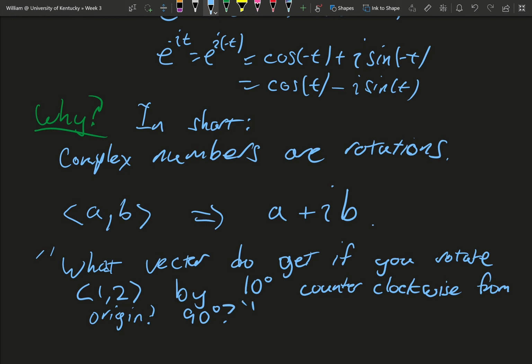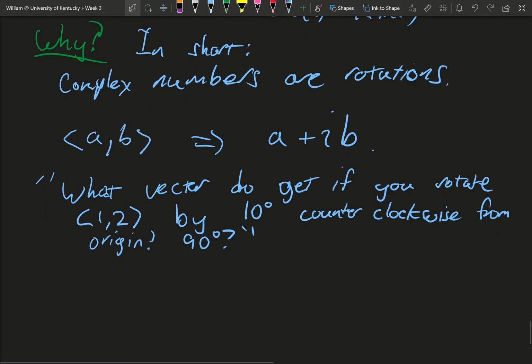And then let's also think about it for 90 degrees. So, we can look at this. We have our vector, go 1, and then we go up 2. And we want to get this new green vector where we've just rotated it around the origin counterclockwise.